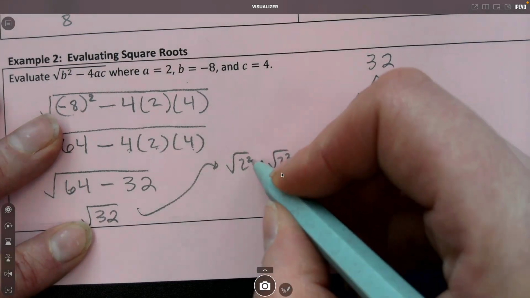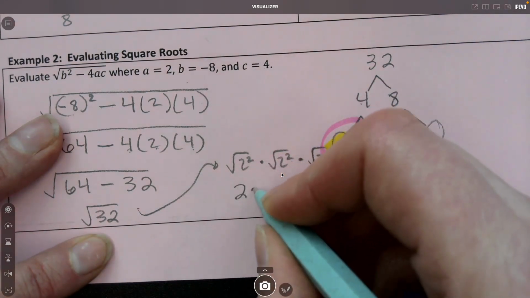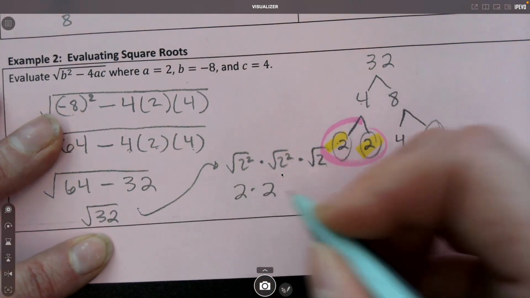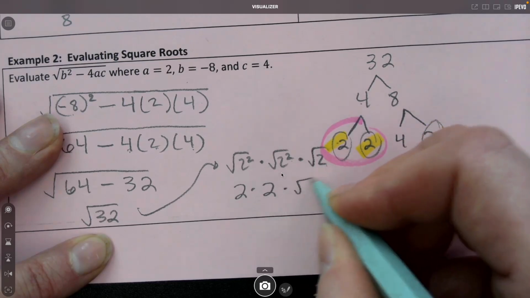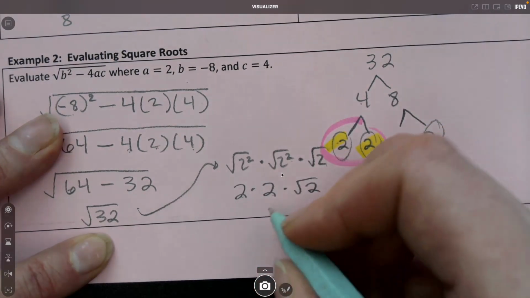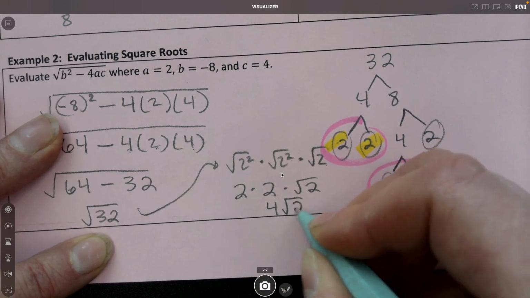So every time I have a square root, it's going to make a whole number 2. This one's going to make a whole number 2 as well. And we're left with a square root of 2 inside. And then 2 times 2 is 4. So 4 square roots of 2.